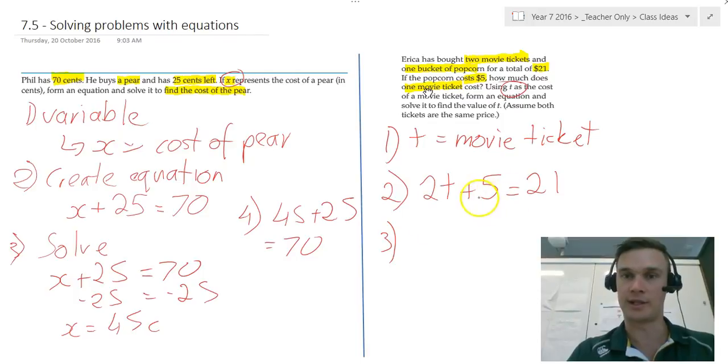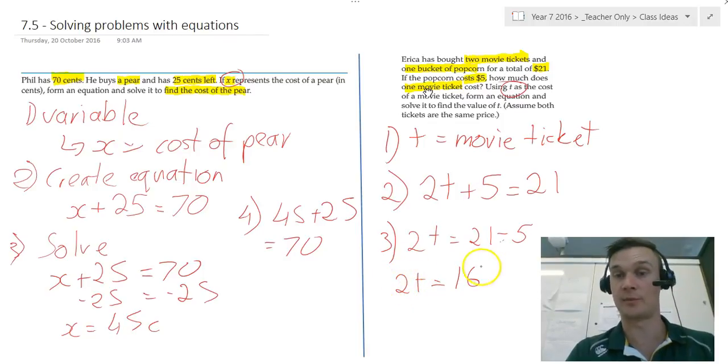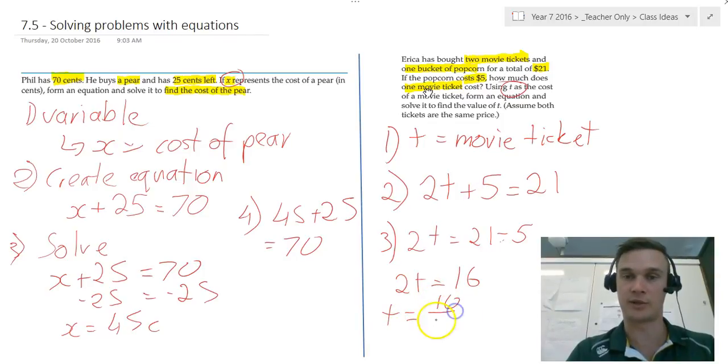So we can do that simply here by balancing again. So if I have 2t plus 5 equals 21, I'm going to go 2t minus 5 on that side equals 21 minus 5, which equals 16. So now I have 2t equals 16. Then if I have 2 times t on this side, I'm going to divide it by 2 on that side. So I'll have t equals 16 divided by 2, which I know equals 8. So my answer is $8.